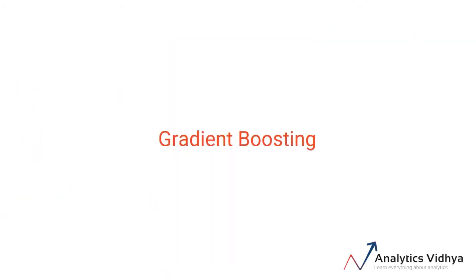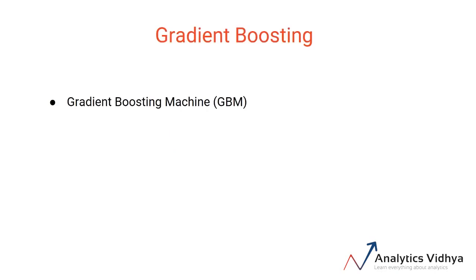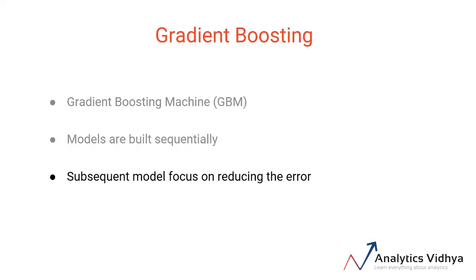In this video, we'll explore a machine learning algorithm that works on this boosting technique. It's the gradient boosting algorithm, more popularly known as the gradient boosting machine or GBM. Now, the models in GBM are built sequentially, and each of these subsequent models tries to reduce the error of the previous models. But how does each model reduce the errors of the previous models?